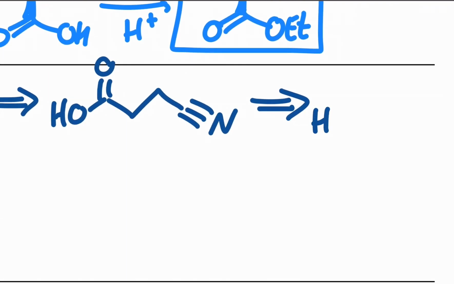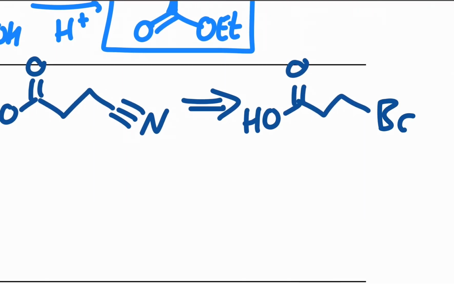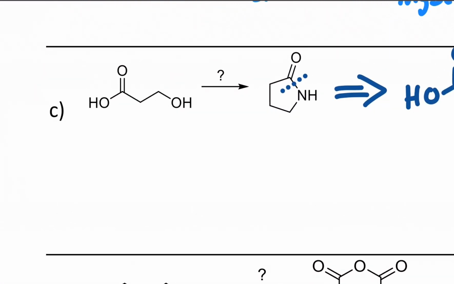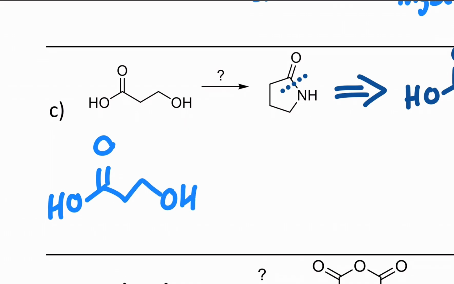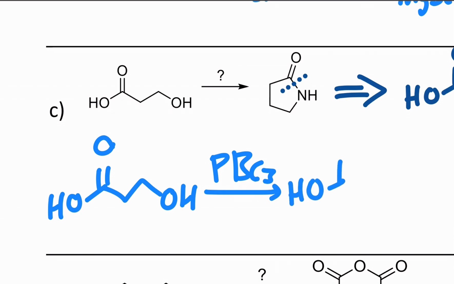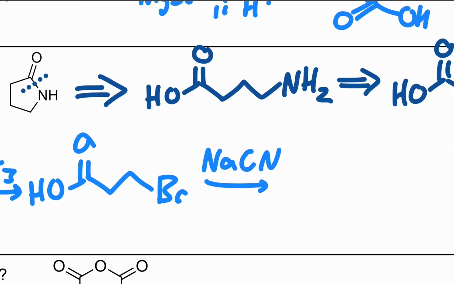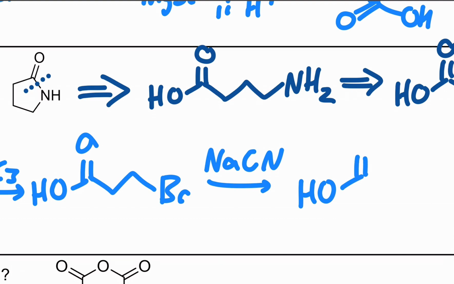So we could potentially make this nitrile from a bromide like that. And hopefully we can easily make that from our starting material. So let's go to the beginning, and let's take our hydroxy acid. We'll brominate the alcohol. And then we'll do a substitution with a cyanide source. Hopefully we'll do a good SN2 on that bromide.